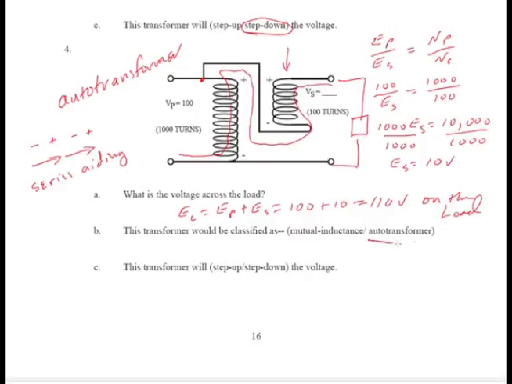This transformer, as we said, is an autotransformer because they're electrically and magnetically coupled. And this transformer is a step-up transformer because the input voltage was 100 and the output was 110.